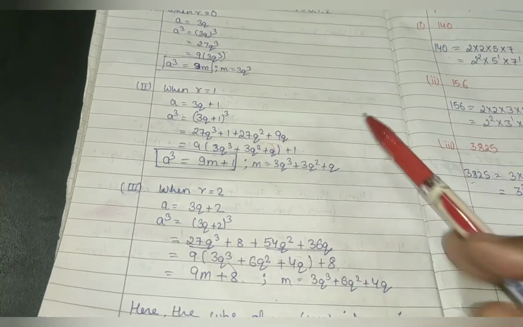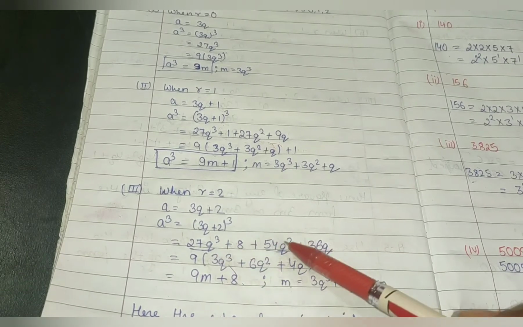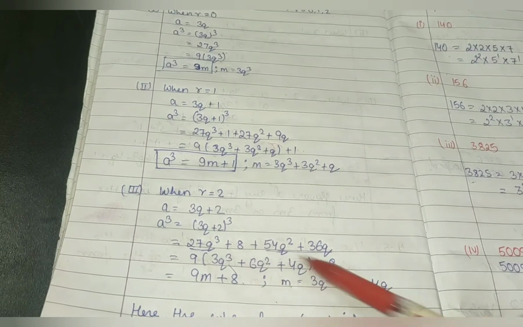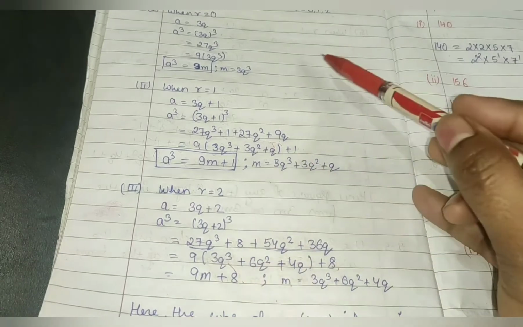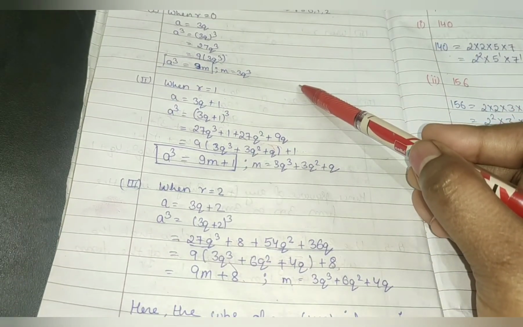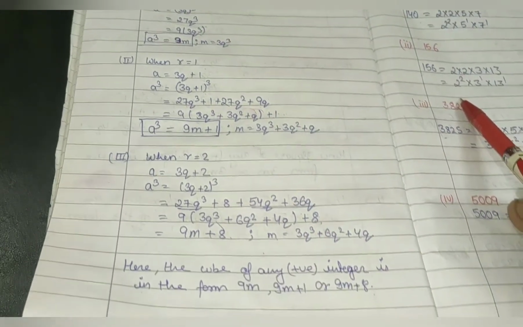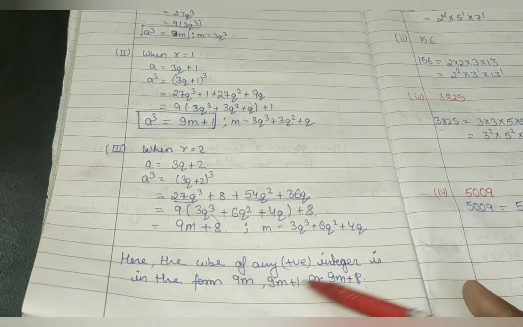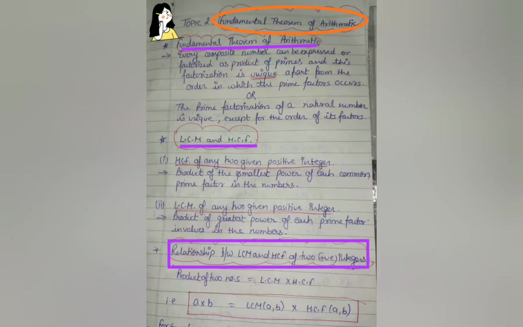And the third is when r is 2. In the same manner I am going to apply the identity. Now again I am going to take this term, and the third and fourth terms together, and take 9 as common, plus 8 separately, and replace this whole bracket by m. So you can observe in the first case I replaced it by 9m, second 9m plus 1, third 9m plus 8. So here we can say that the cube of any positive integer is of the form 9m, 9m plus 1 or 9m plus 8.